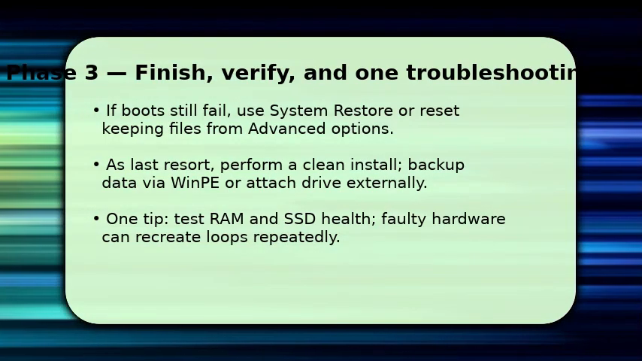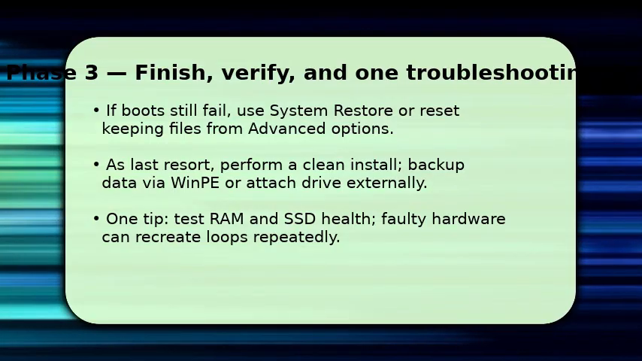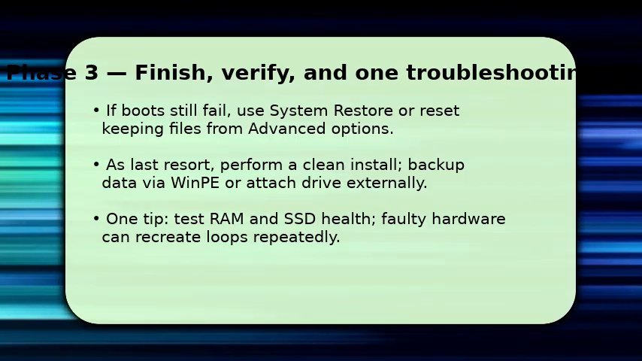If the system still loops, use System Restore from Advanced Options to return to a working point. If that is unavailable, choose Reset this PC and select Keep My Files to preserve data while reinstalling system files. Make sure to back up critical files first by accessing them through WinPE or by connecting the drive to another machine.